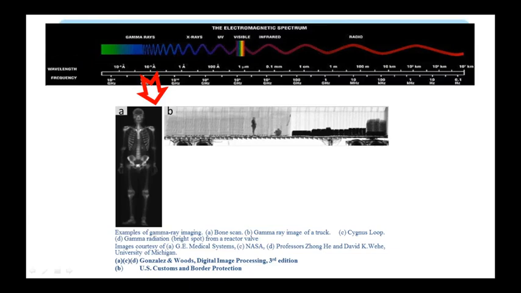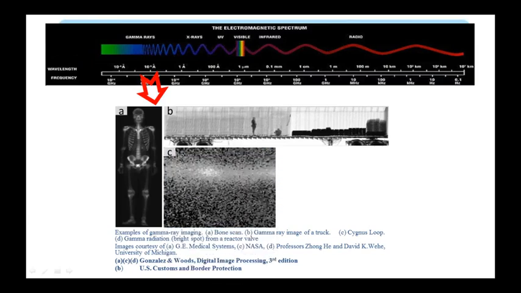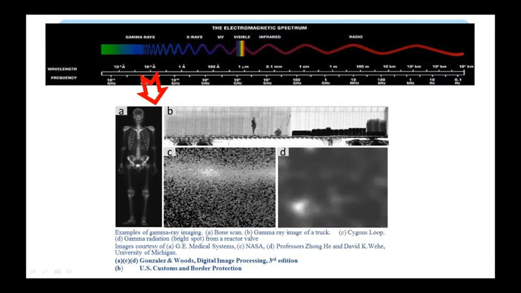anomalies can be detected. We also have instances where an image is obtained using the natural radiation of the object being imaged. This is the case, for example, of the star in the constellation of Cygnus, which exploded about 15,000 years ago, generating a superheated stationary gas cloud known as the Cygnus loop. And this is what figure C shows here. Similarly, we can observe the natural radiation of an object being imaged as here, the bright spot from a reactor valve.